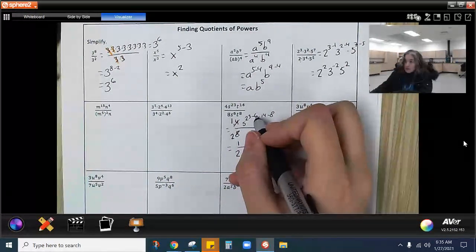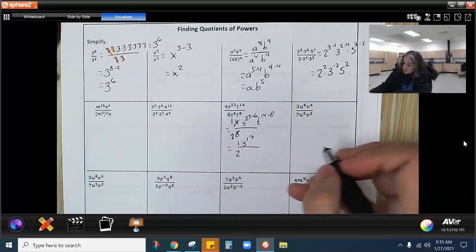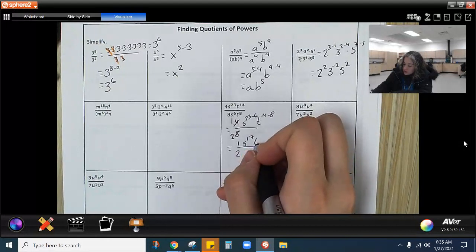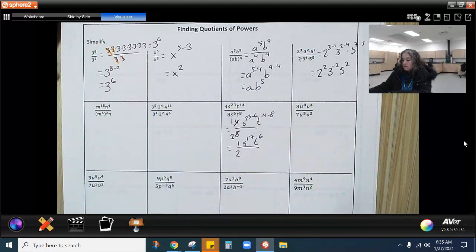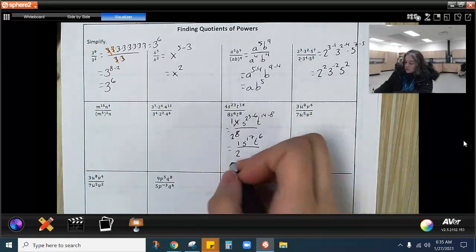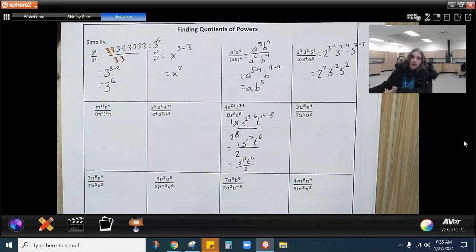And then s to the 23 minus 6, that would be s to the 17. And then t to the 14 minus 8 would be t to the 6th. All right, so another way of saying that would be s to the 17th, t to the 6th over 2, or 1/2 s to the 17th, t to the 6th. So there's many ways of doing it.